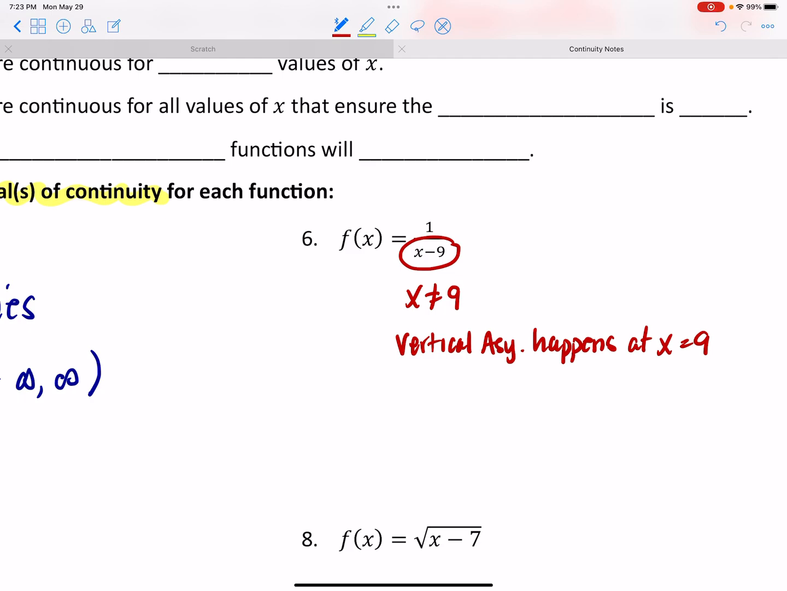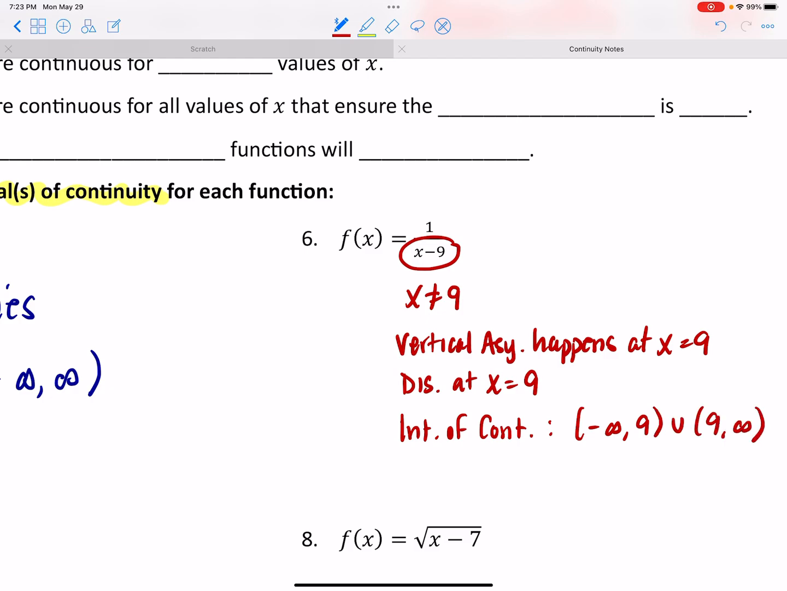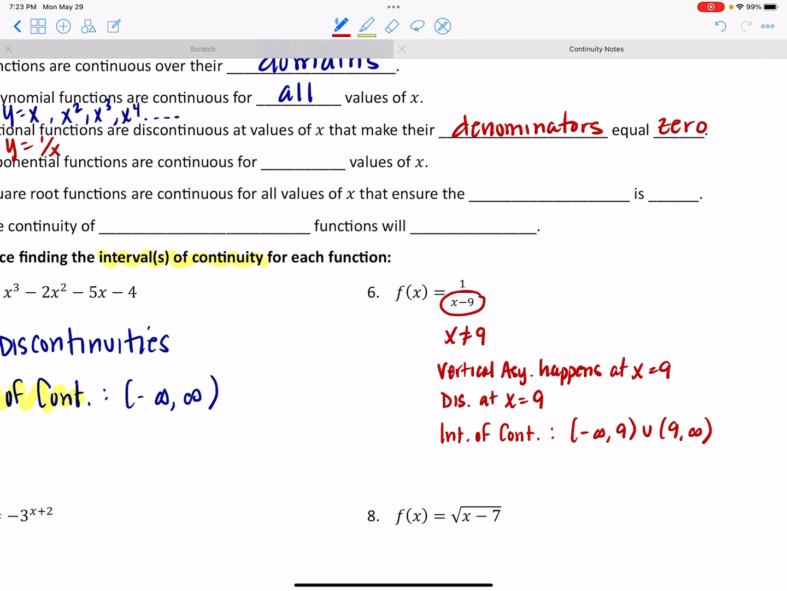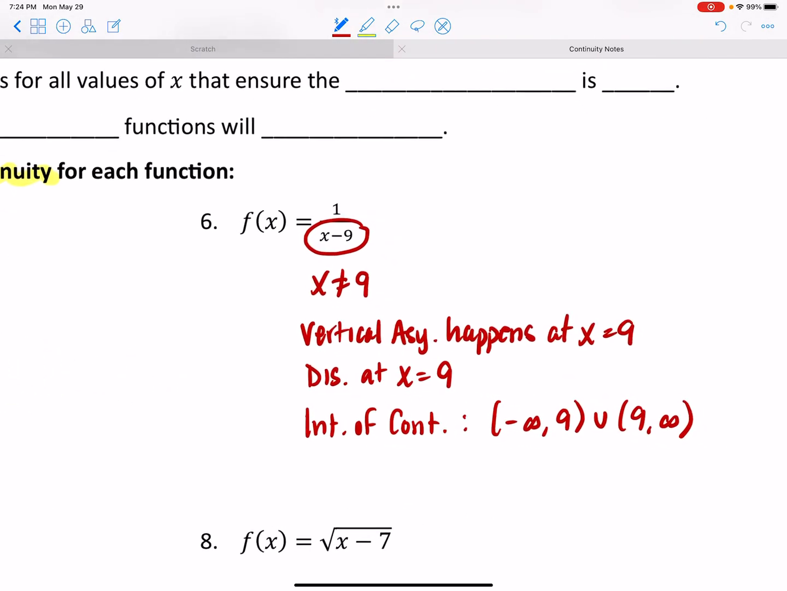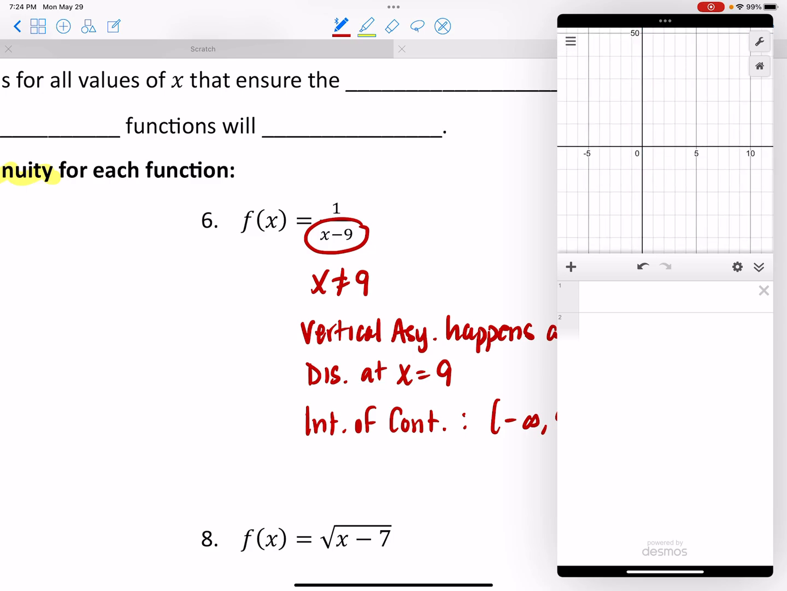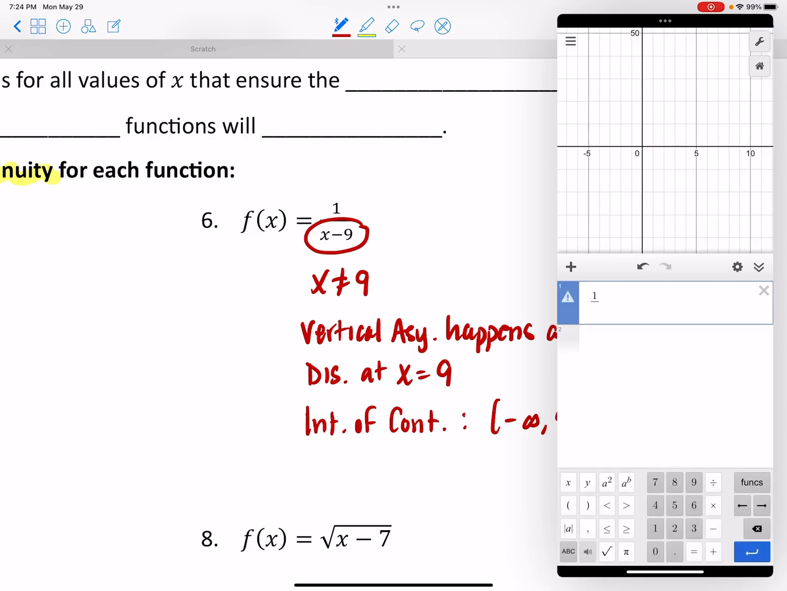So we would say it's discontinuous at x equals 9, and the interval of continuity is everywhere else. So everything before 9 united with everything after 9. Okay, so the interval of continuity, again, everything except for that discontinuity. Now again, maybe you don't know what the graph looks like, or you're just dusting off the cobwebs, your algebra's a little rusty, and you couldn't just tell by looking at that what was happening. Graph the function and you're going to see exactly what I just said.